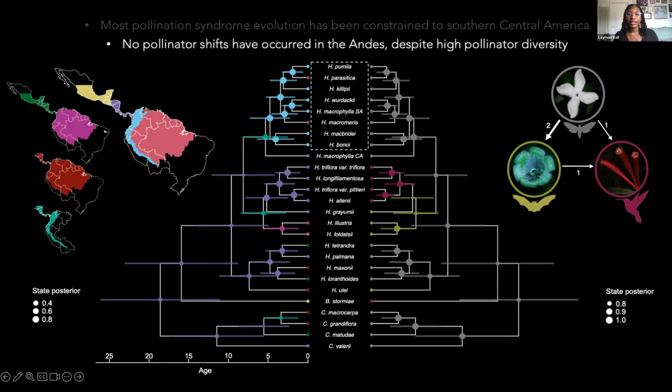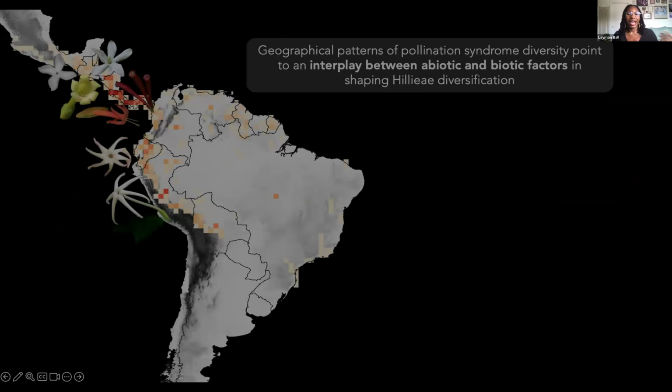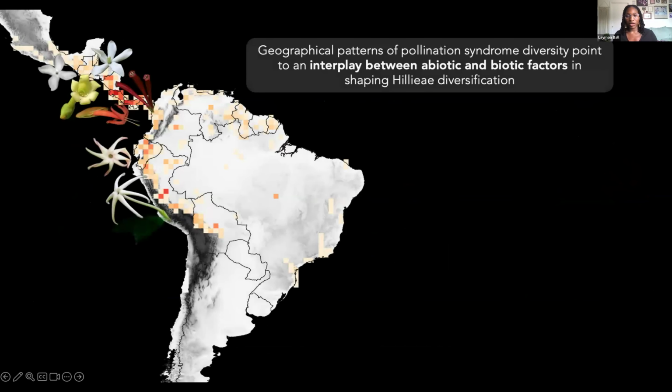And surprisingly, no pollinator shifts have occurred in this Andean subclade of Hylia subgenus Hylia, even though pollinator diversity is really high throughout the Andes, and there's especially high hummingbird diversity in those higher elevation environments. And so we have this case where all pollination syndromes are represented in Southern Central America, and multiple shifts between syndromes have happened there, whereas species that have diversified within the Andes have maintained that ancestral hawk moth syndrome.